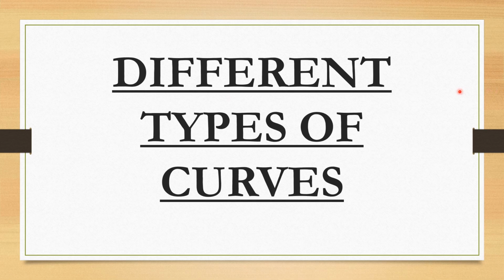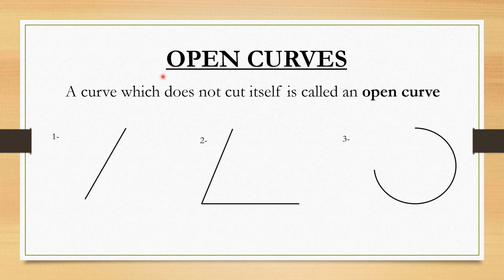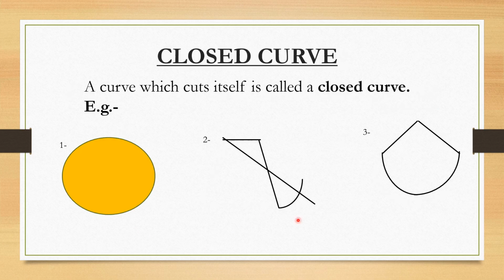Now, coming to different types of curves. First of all, open curves. A curve which does not cut itself is called an open curve. Here I have drawn for you some open curves. Then coming to closed curve, a curve which cuts itself is called a closed curve.